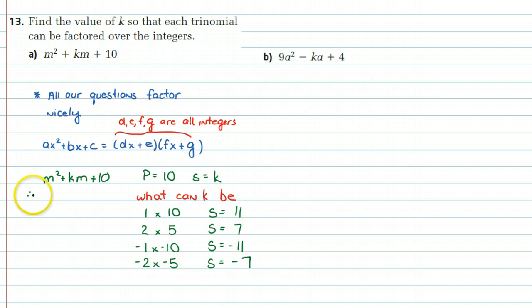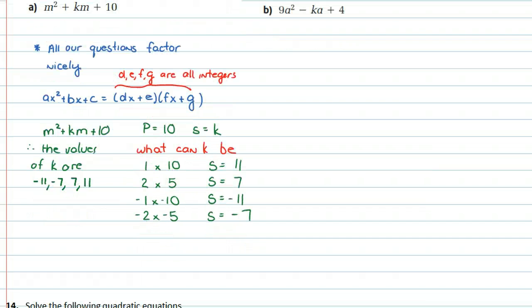So therefore, the values of k are, actually let's go from smallest to largest, negative 11, negative 7, 7, or 11. In any of those cases, when we factor this, it will factor over the integers.